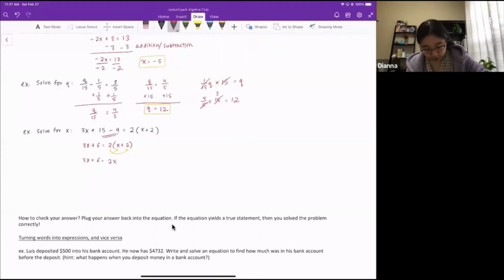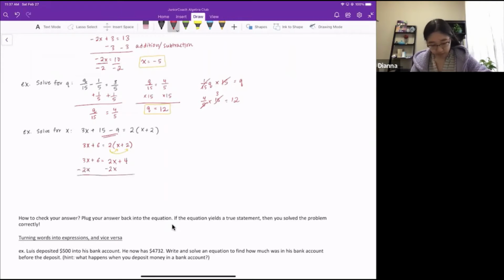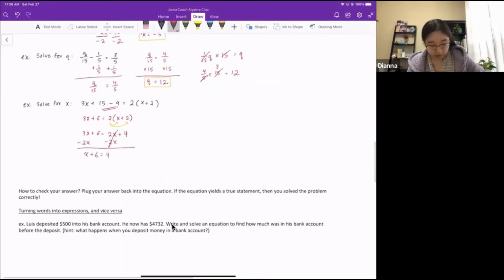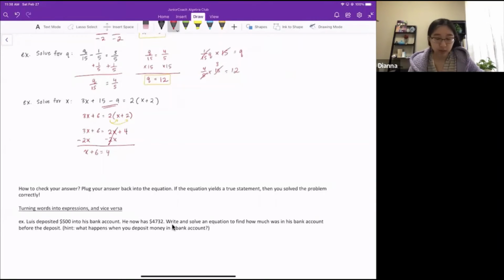So this becomes 2x plus 4. I'm not going to explain too much in depth. Okay. Now I want to get x by itself. An easy way to do this is to subtract 2x on both sides. Because now you notice this goes away, but this becomes x plus 6 equals 4, right? X plus 6 equals 4.